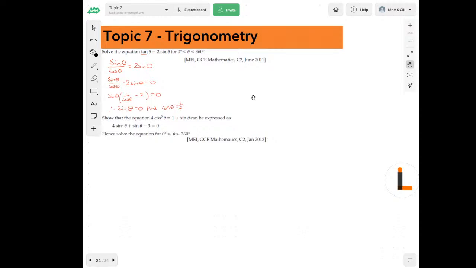Then we go through and find theta for those respectively, and we should get that theta is equal to 0, 180 and 360, and these are the solutions from sine theta equals 0, and also 60 and 300, and these are the solutions from cos theta equals a half. So if we just used the cos theta, we would have missed out 3 solutions, in fact the majority of the solutions here.